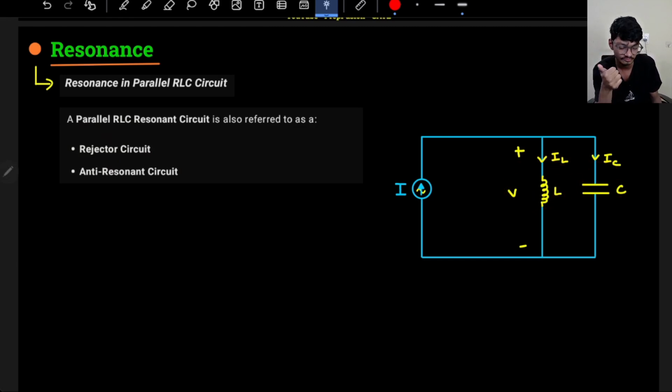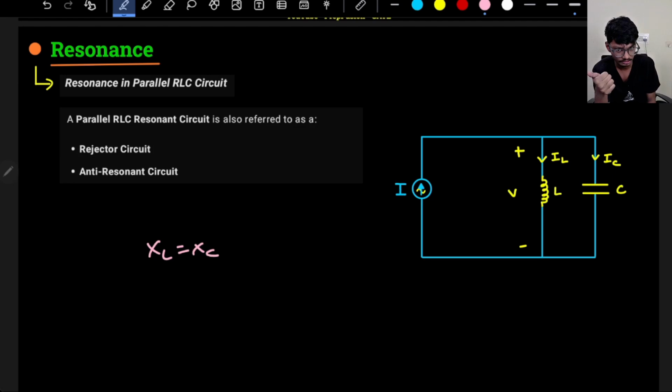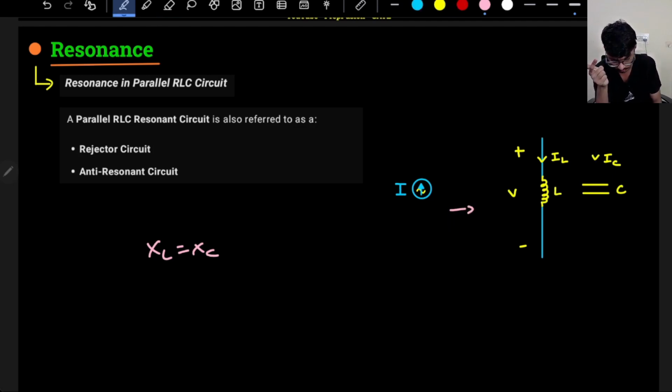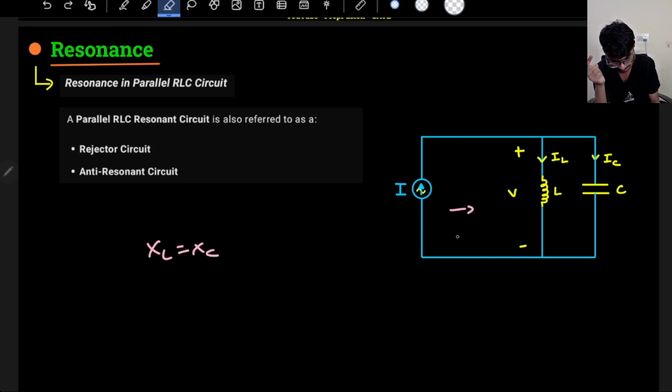And at resonant frequency, what happens is that my XL is equal to XC, correct? So if I see the input impedance, what is the equivalent input impedance?